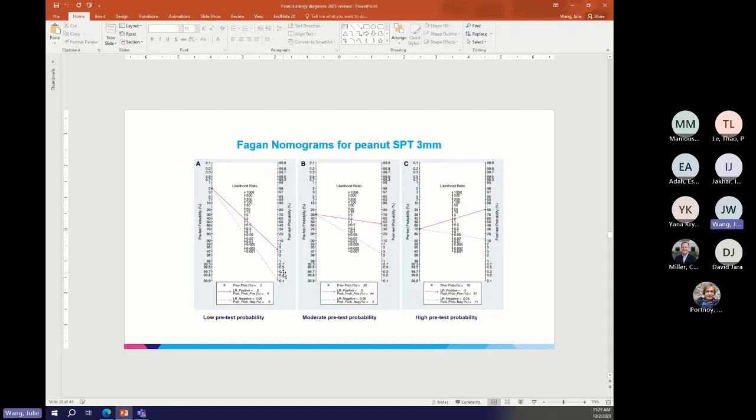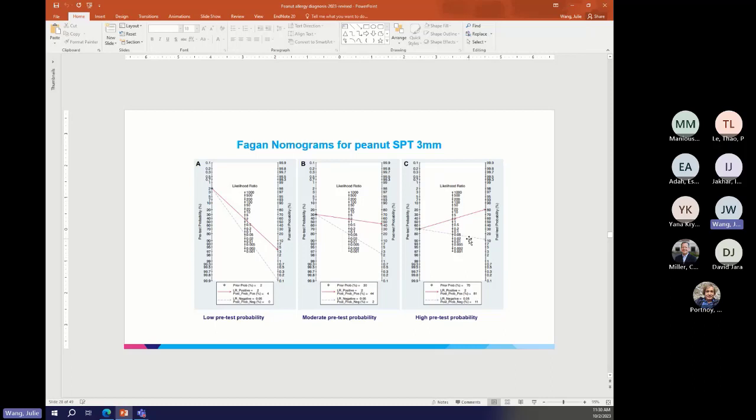So these are the Fagan nomograms for the skin tests for peanut at the positive cutoff of 3 millimeters. What we have are three categories: those patients with low pretest probability of allergy, those with high pretest probability, and then a middle ground of the moderate pretest probability individuals. For those who we didn't believe had peanut allergy based on history, you'll see that the testing really doesn't change the chances very much. And so testing very likely doesn't make a difference in this scenario.